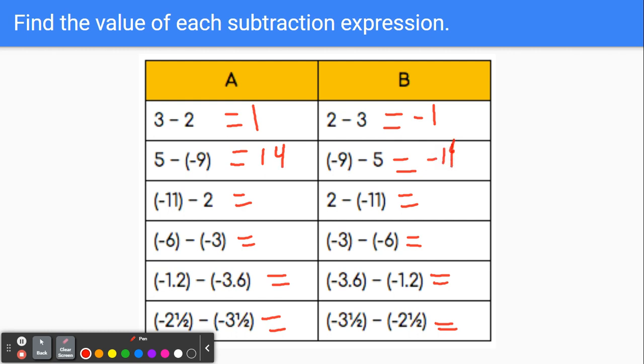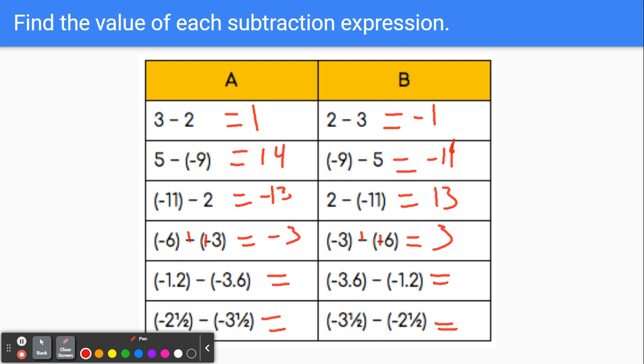All right, negative 11 minus 2, I take away 2 more, negative 13. 2 taking away negative 11 means I'm adding 11, that's positive 13. Negative 6 minus 3, remember minus and negative is actually plus a positive, so that's negative 3. Okay, negative 3 minus negative 6, that's positive 3. All right, so let's look at those ones for now.